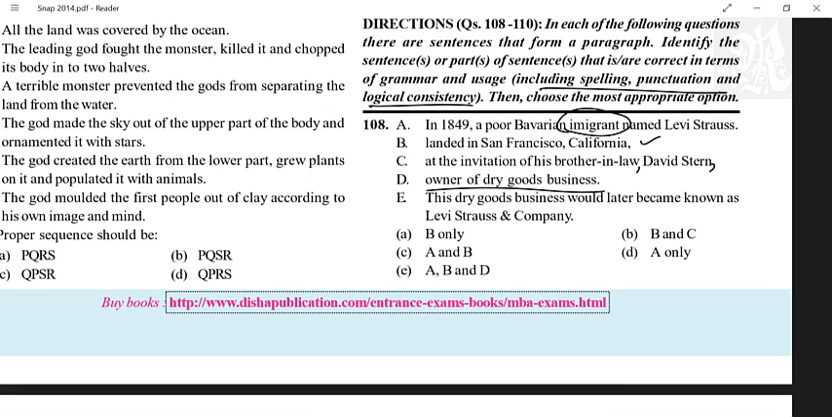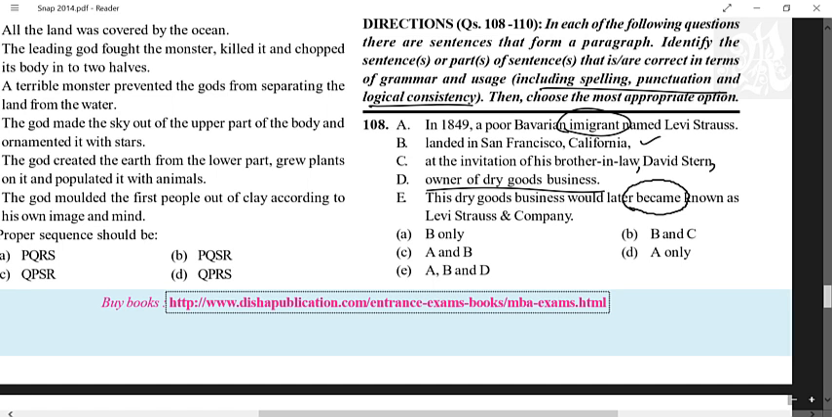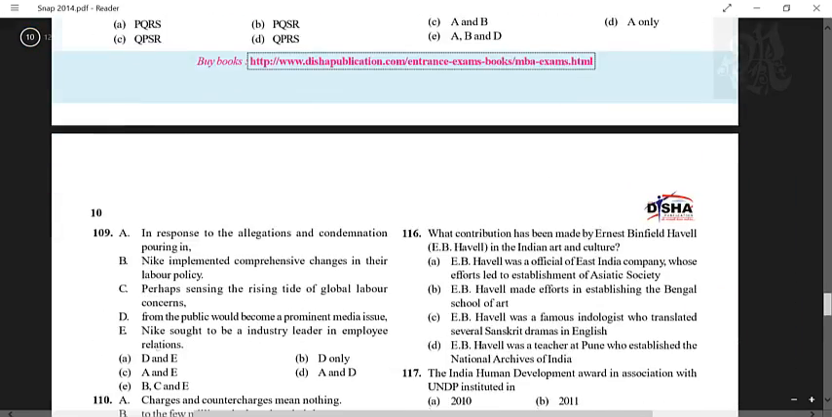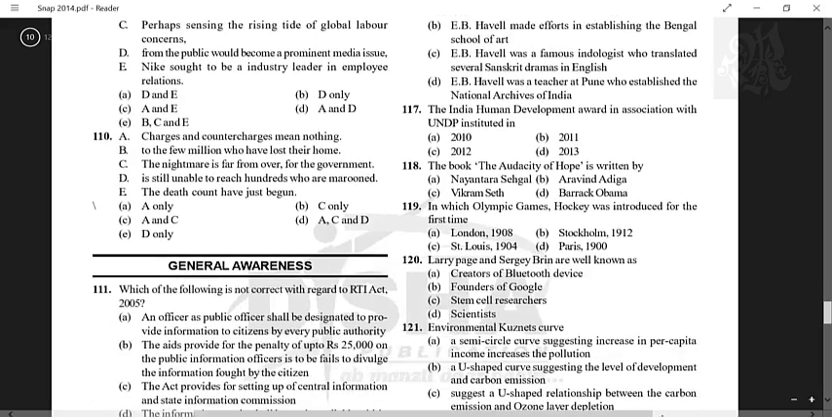"This dry goods business would later become known as." Okay, so only B is correct, the rest are all incorrect, so the answer is only B. So you need to pay attention to these kinds of minute details, but definitely a doable thing.